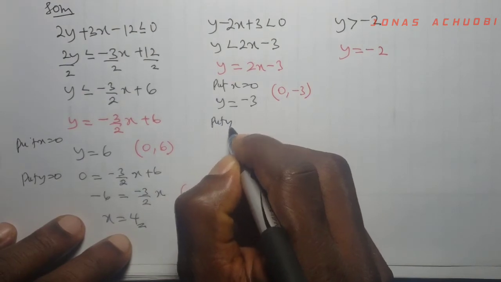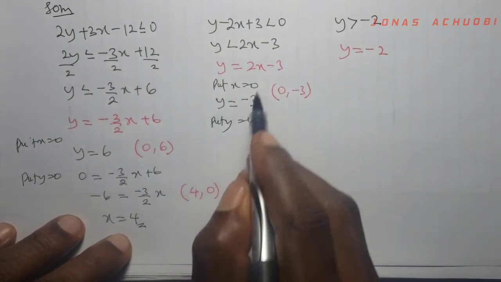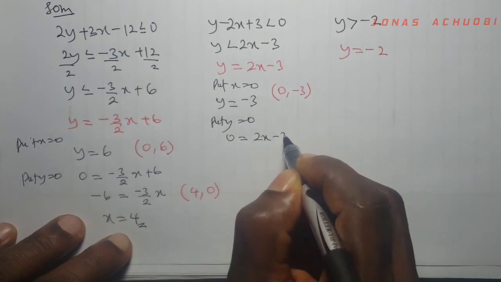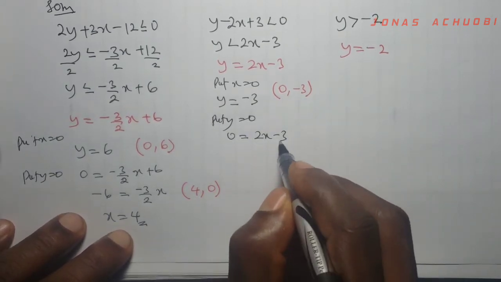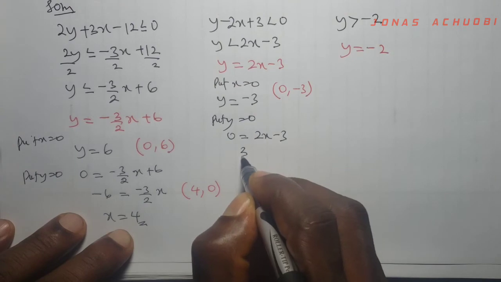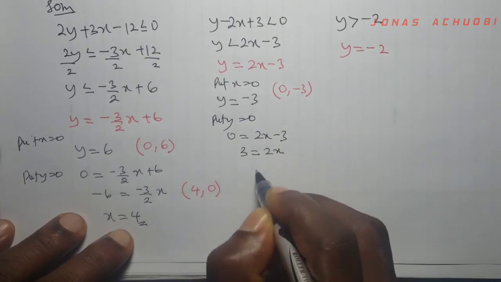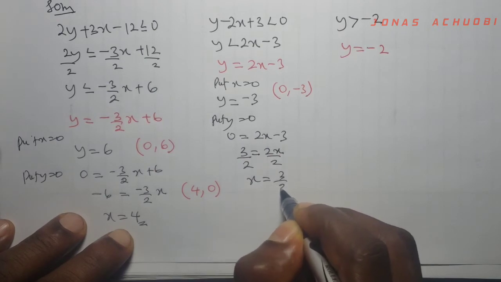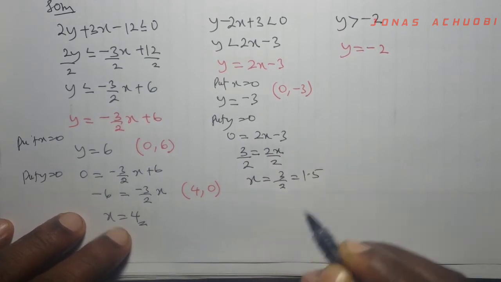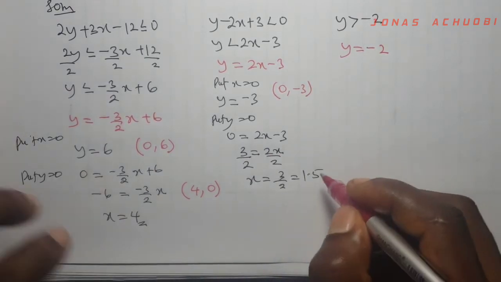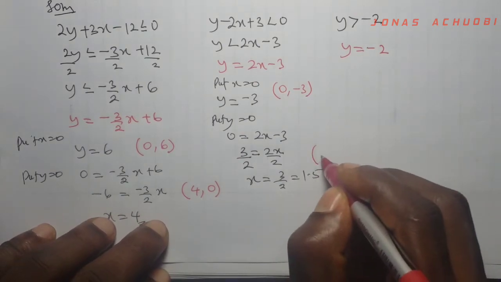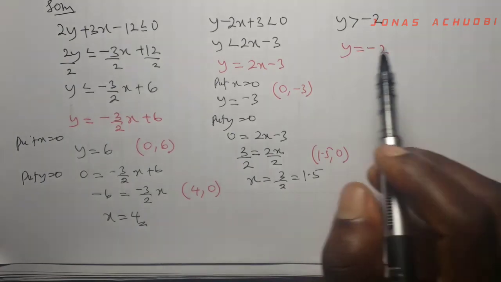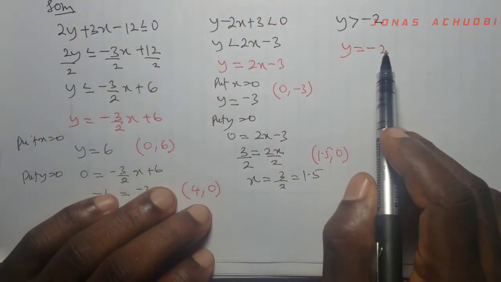And for the second point, we're going to put y as 0. So we'll now have here 0 equal to 2x minus 3. So that if we take minus 3 to the right, we have 3 equal to 2x. Divide through by 2, and your x is equal to 3 over 2, which is 1.5. So the second point there is simply x is 1.5, y is 0.